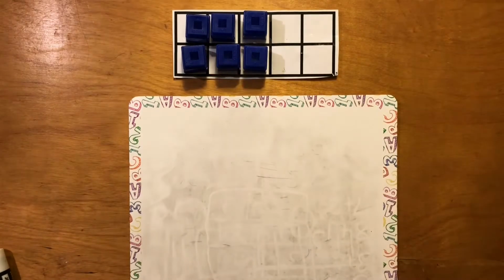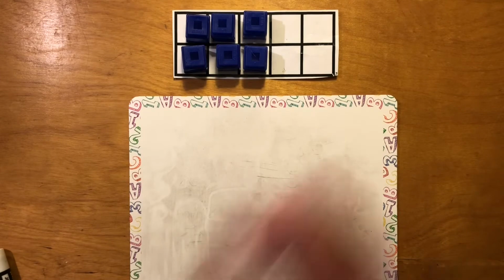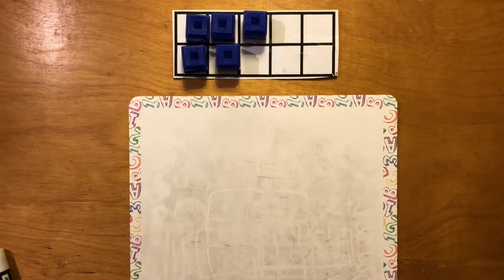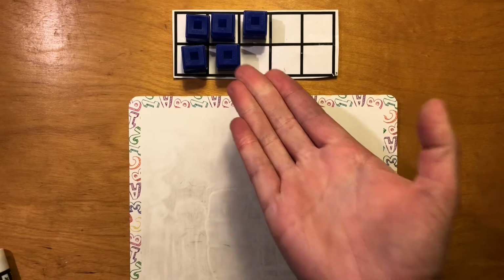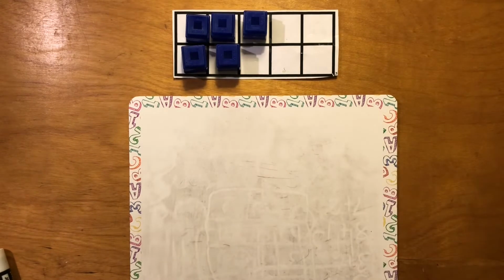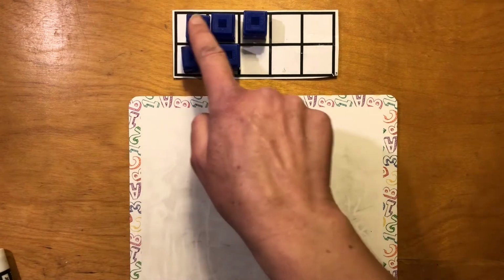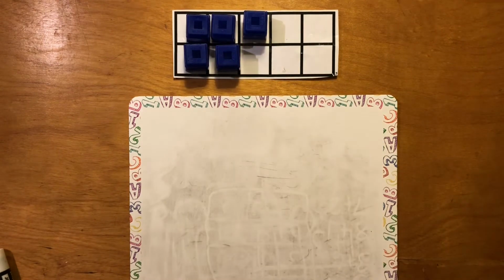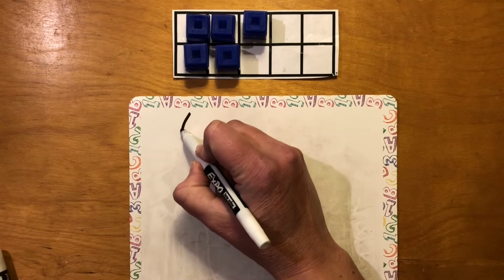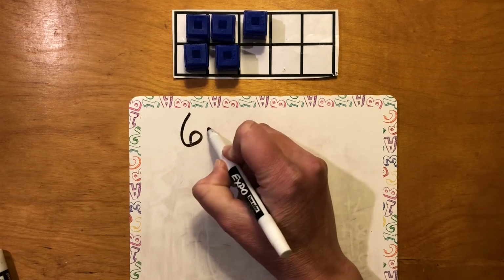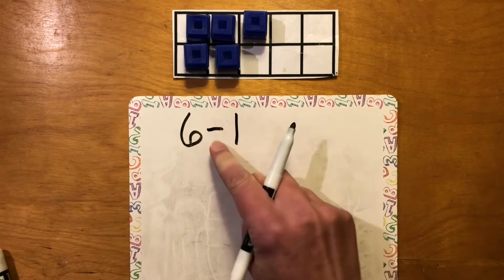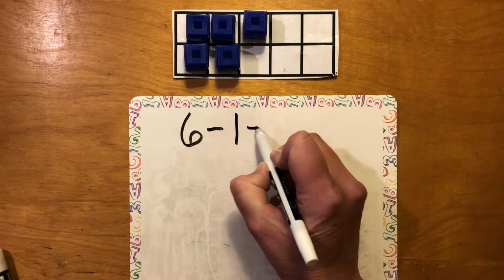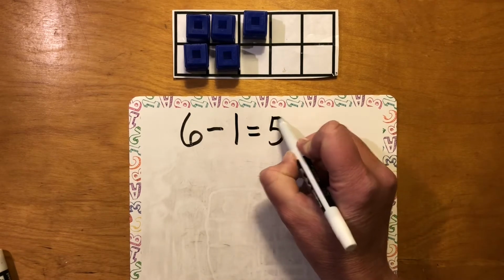We have 6, and now we're going to take away 1. We're going to remove 1. We built 6 and we removed 1. How many is left? 1, 2, 3, 4, 5. There are 5 left. So I'm going to write down that subtraction sentence. We had 6, we removed 1, or we call that take away 1, and that equals 5 left.